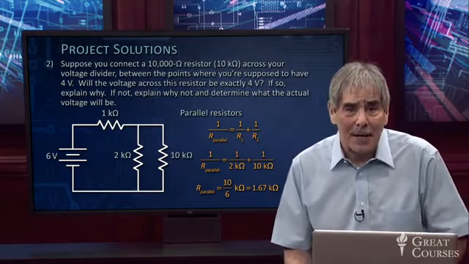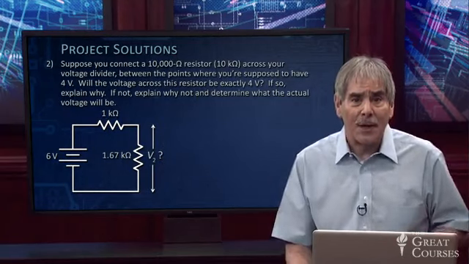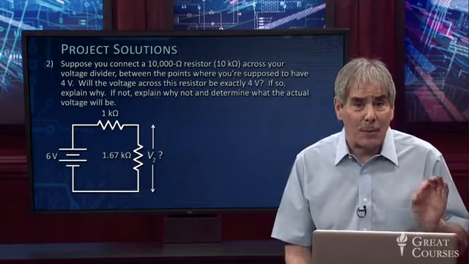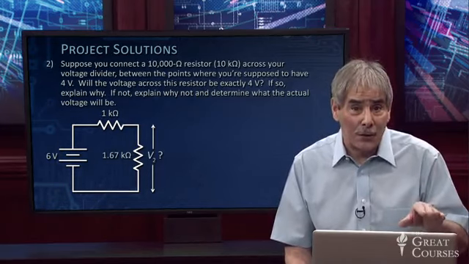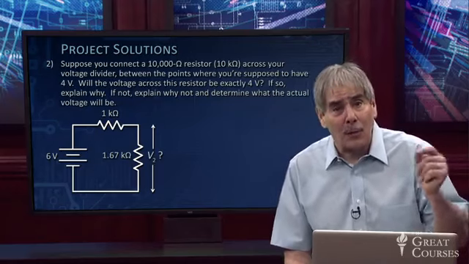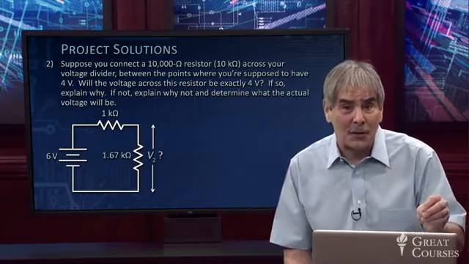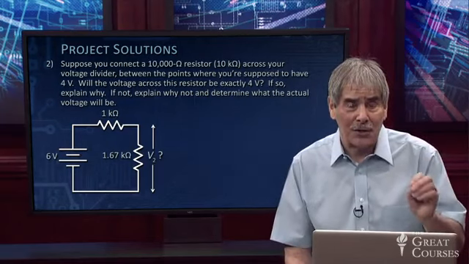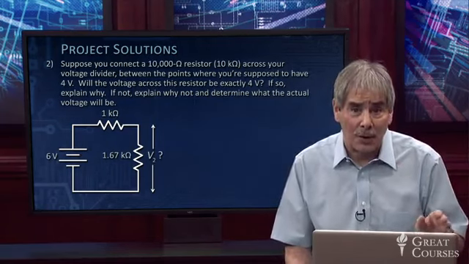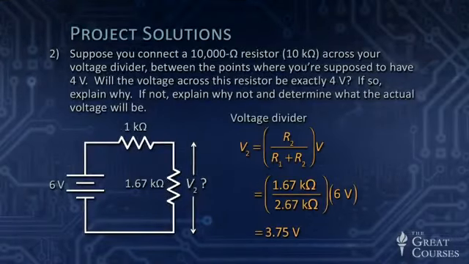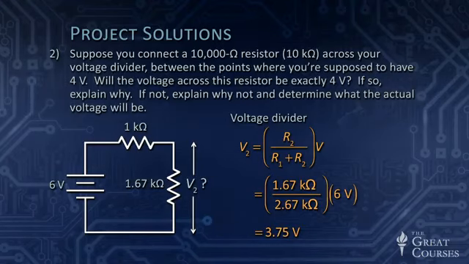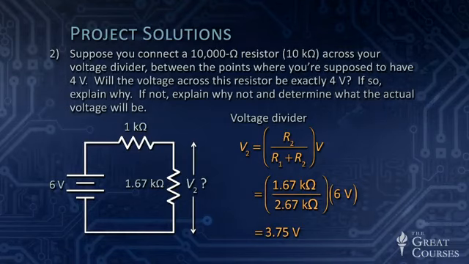Now let's think about what that means. We want to know what that unknown voltage is. We could apply the voltage divider equation, but before we do, let's just note that we now have a lower resistance for our R2 in our voltage divider equation. That means we're going to pull more current from the battery. More voltage is going to drop across the 1 kilo ohm resistor, and the voltage I've marked there with a question mark is going to be lower than the 4 volts. What exactly is it going to be? Well, again, apply the voltage divider equation, now with R2 being 1.67 kilo ohms and the total being 2.67, and we get back 3.75 volts for what the actual voltage will be in that case.